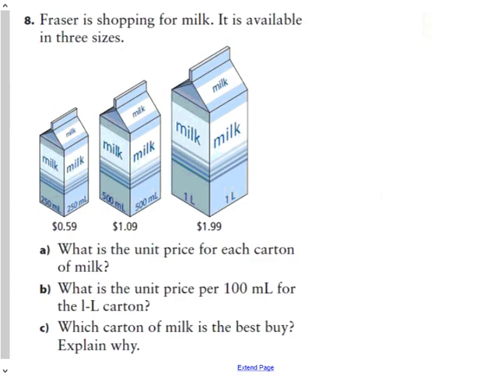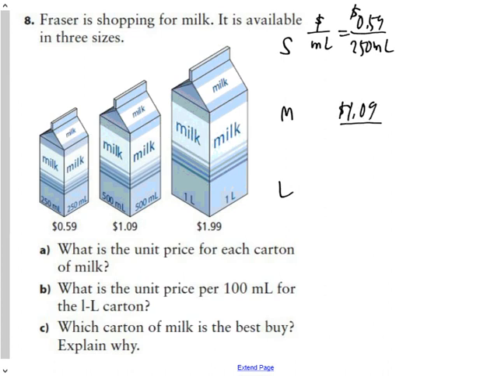Okay. So here we have 3 cartons of milk, and it says, what's the unit price for each carton? So we have a small, we have a medium, and we have a large. The small, we're going to do cost per milliliter. So it's 59 cents per 250 milliliters. The medium is $1.09 per 500 milliliters. And the large is $1.99 per 1 liter, which of course, if we do a quick conversion, 1 liter is 1,000 milliliters. We can't keep it as liters if we have to compare it as milliliters.